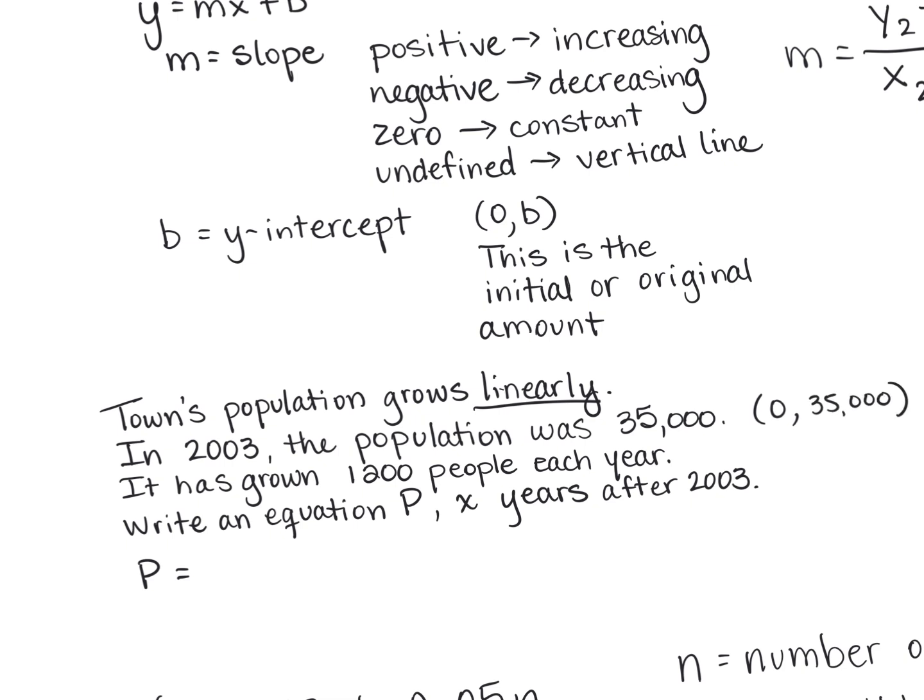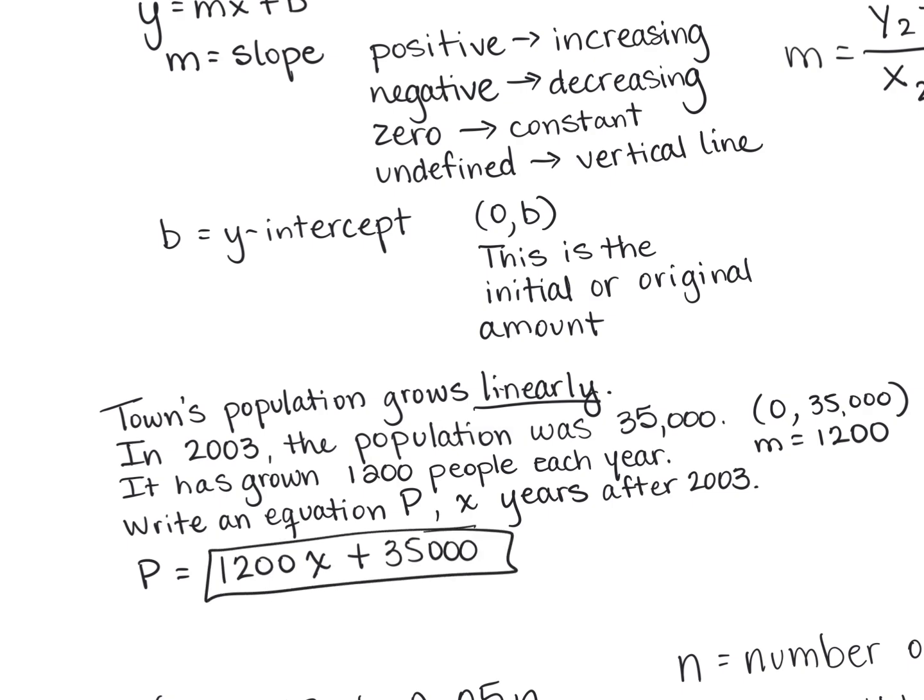And I'm not using the year 2003 because of the way it says the rest of the question. It says it has grown 1,200 people each year. So that's going to give me a slope. And because I'm growing, it's going to be a positive slope. And then it says to write an equation P, X years after 2003. So that's where the 0 came in. So my slope is 1,200. X is the number of years after the year 2003. And then my initial population was 35,000. So this would be the equation that you would type in online.